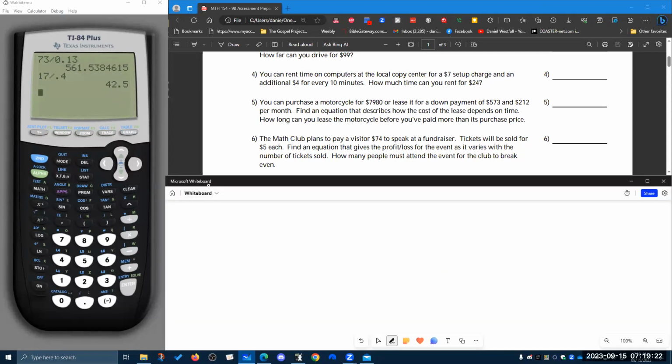Purchase a motorcycle for $79.80, or you can lease it for a down payment of $573 plus $212 per month. Find an equation that describes how the cost of the lease depends on time. We did that. How long can you lease the motorcycle before you have paid more than the purchase price? So we're going to set this equal to $79.80 and solve.